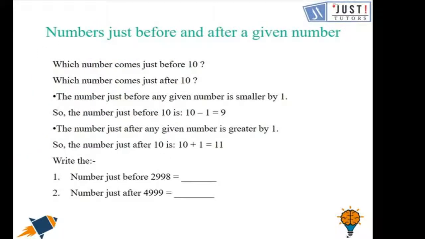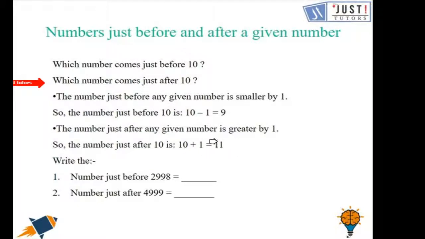Now let's proceed and see the numbers just before and after a given number. So which number comes just before 10? It's 9, and how can we find that out? If we take away 1 from a given number, we can find out the number that comes just before that number. So 10 take away 1 is 9. Also, to find out the number that comes just after a number, like there's this example of 10, the number that appears after 10 would be 11. And how can we find that out? We can find it out by adding 1 to that number.